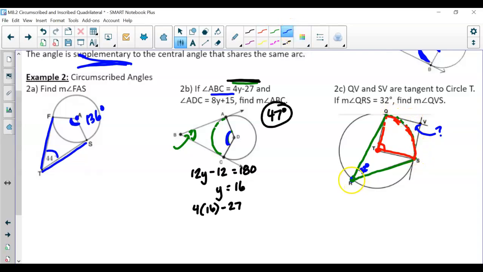So if our inscribed angle is 32 degrees, then that means the arc is not 32, right? Because it's inscribed. Double it. So this is 64 degrees. So if the arc now is 64 degrees, then the central angle is 64 degrees. So now how do we find the circumscribed angle outside sharing the same arc? Remember, they're supplementary, so subtract from 180. That's why here you have 116 degrees.